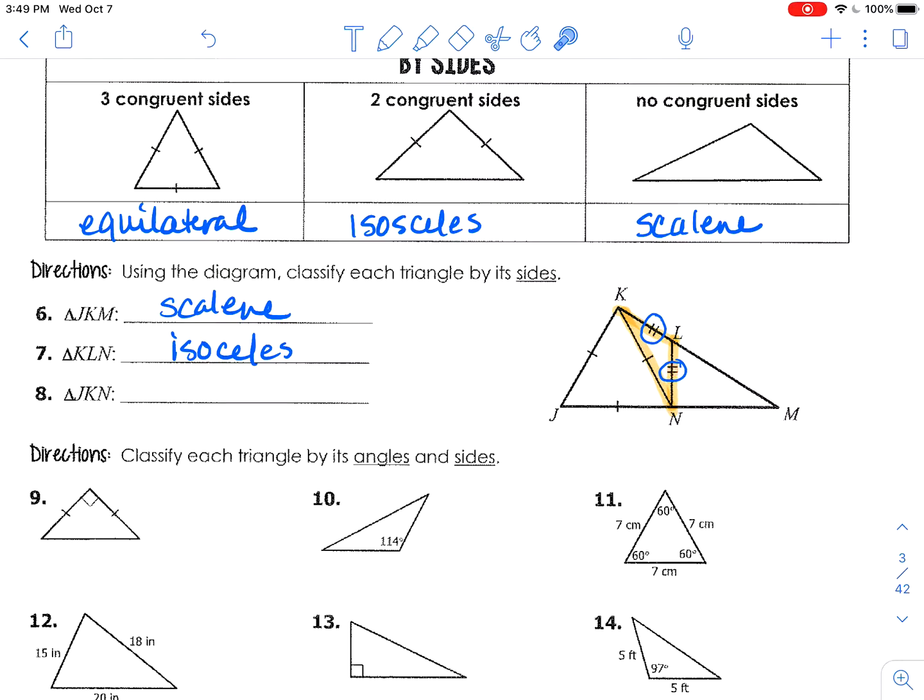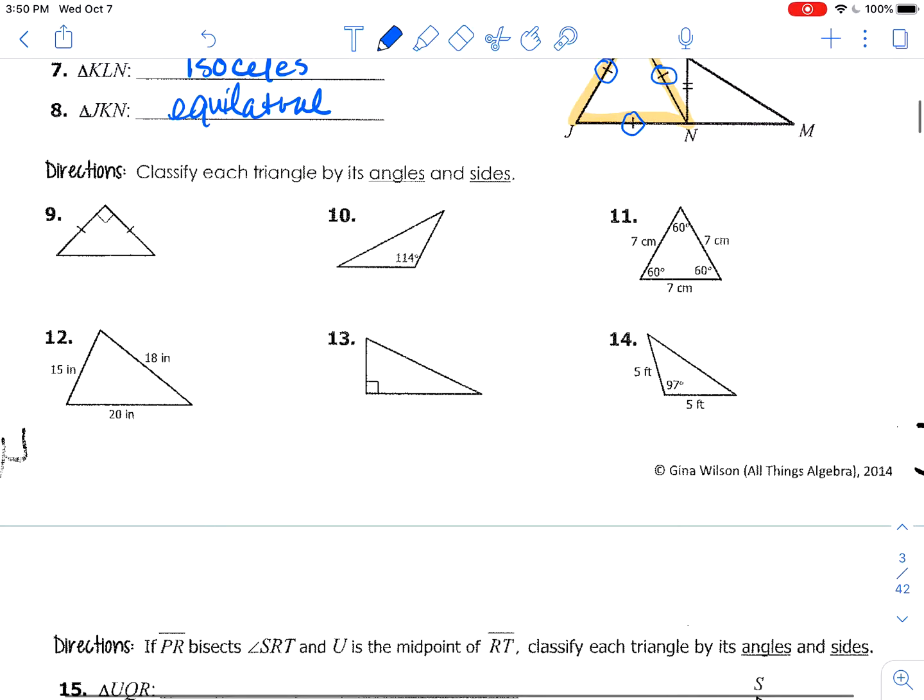Now the third side does have a congruent marking, but see how it just has one dash? That's different than these two dashes. This one dash is not congruent to the two dashes, only to other one dashes. Our last triangle, JKN, J to K to N. And we can see on this triangle that we have three of those congruency markings, so this is an equilateral triangle.